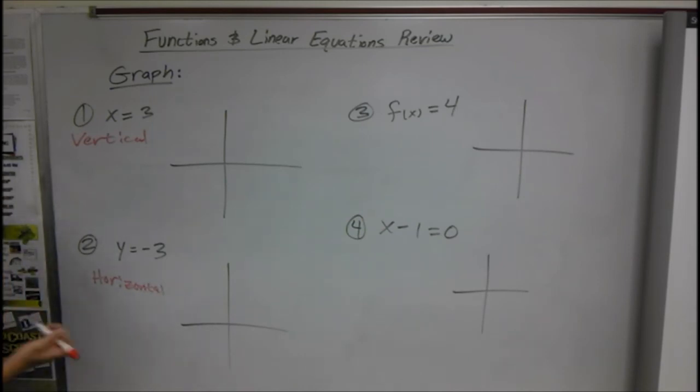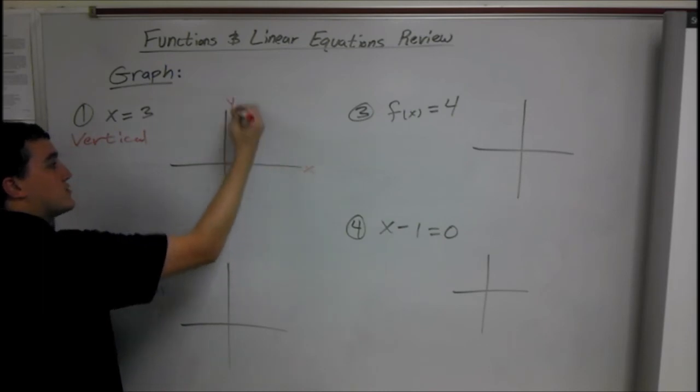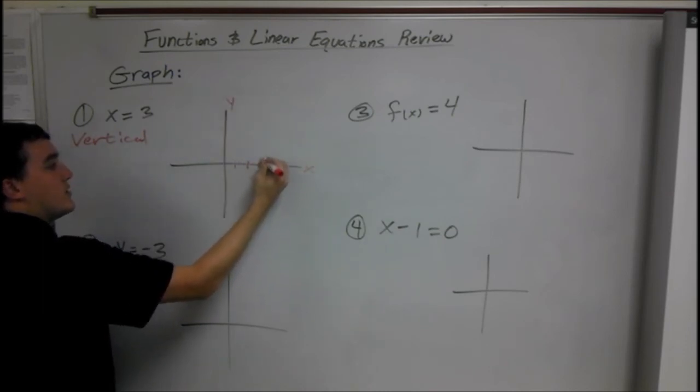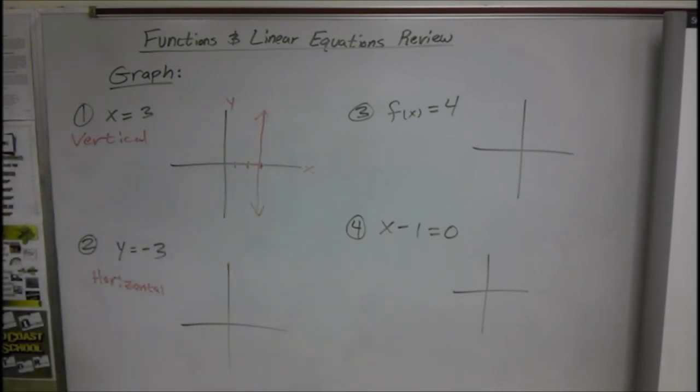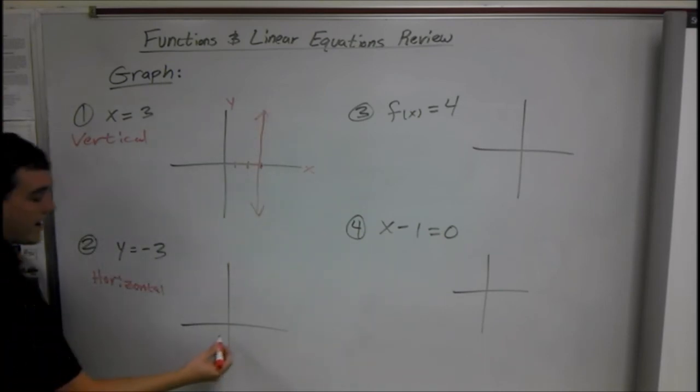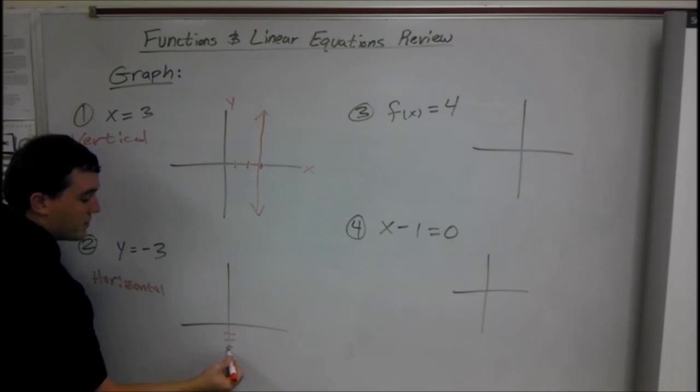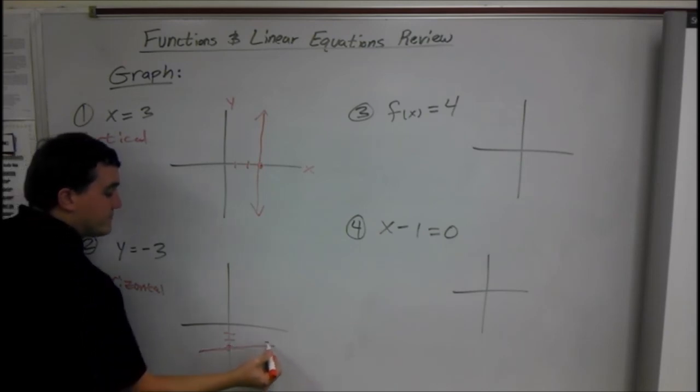First one, x equals 3, so go over 3. Plot a point, and it's a vertical line. Done. So for y equals -3, you're going to do the same thing, but with the y-axis. Down 3, plot a point, horizontal line.